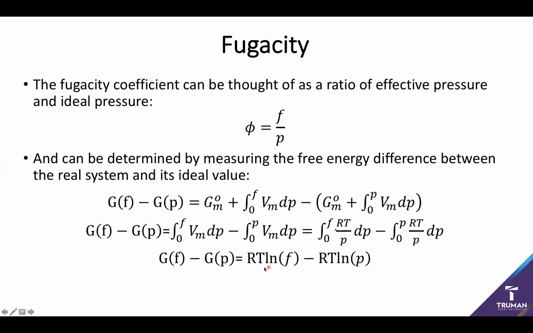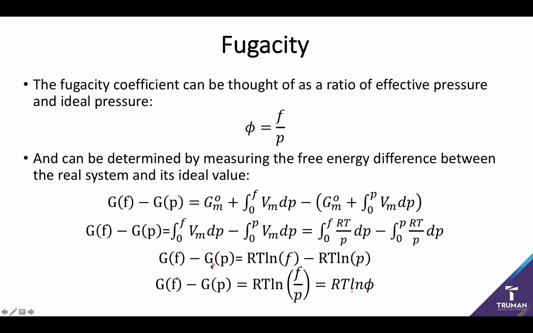And so all we end up with is the difference between the RT of the natural log of F and the RT of the natural log of P. Now, because we are great fans of log laws, the difference of two logs is essentially the same as the log of the ratios. So at this point, what we find is the free energy difference of the actual versus ideal pressures is going to be the same thing as RT of the natural log of our fugacity.